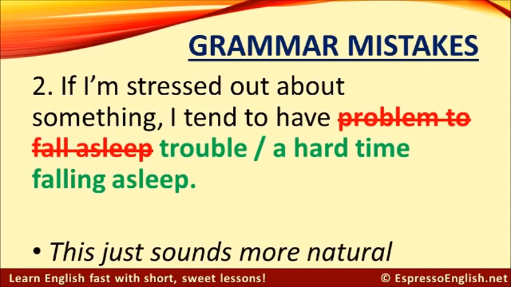asleep. We don't usually use a verb after problem. If you want to talk about the difficult action, use trouble or a hard time, and then the ing form of the verb. That's why we say, I have trouble falling asleep, or I have a hard time falling asleep. Both of those sound more natural than I have problem to fall asleep.